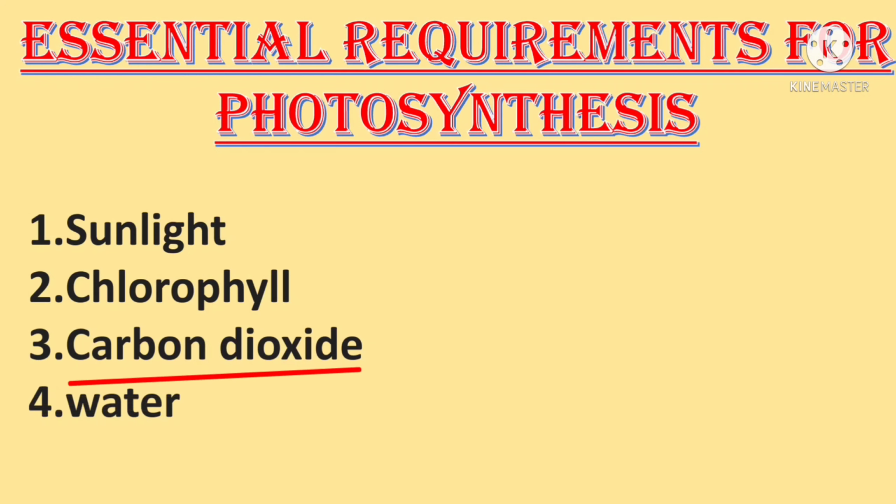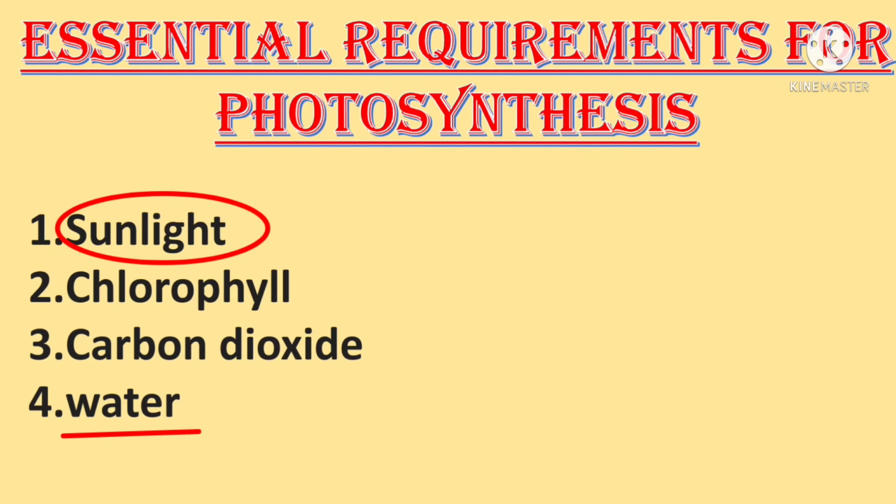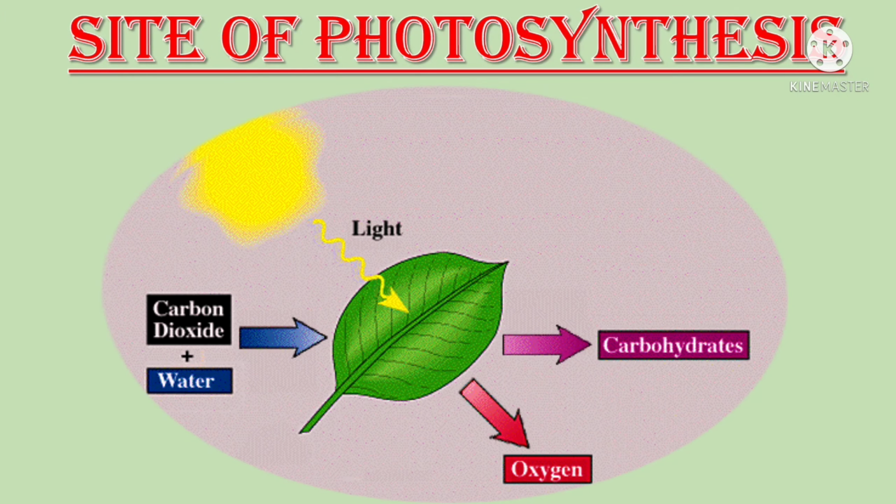Dear students, to perform photosynthesis, a plant needs carbon dioxide and water, but along with this, the process of photosynthesis can only happen if there is the presence of sunlight as well as the presence of chlorophyll in the leaves of the plant. Dear students, now I am going to explain to you the site of photosynthesis. My dear students, since your childhood you have read and heard that photosynthesis occurs in the leaves of a plant, right?